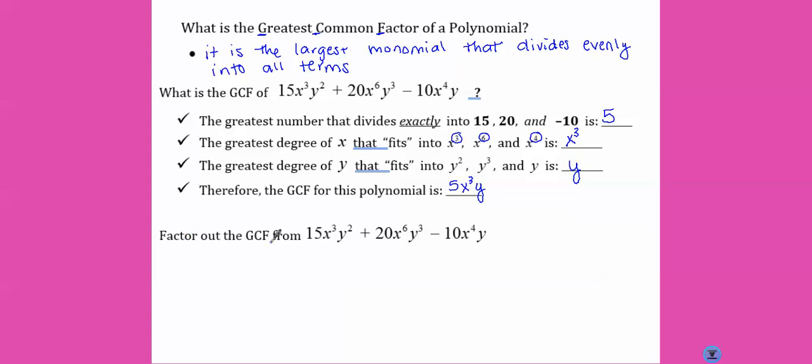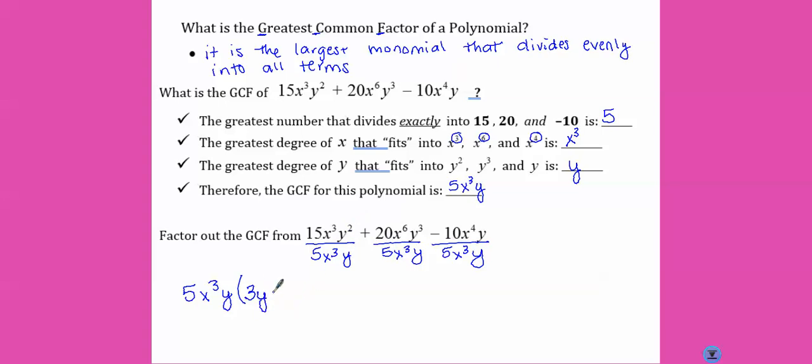Now, if we want to factor out the GCF, we're going to divide all of these by their greatest common factor that we just figured out. And factoring out the GCF is like distributing but backwards. So we're going to take the GCF and put it out front, and then our answers from the division are what goes in the parentheses. So 15 divided by 5 is 3. We had 3 x's, we took all 3 of them out, so there won't be any x's left. And we had 2 y's, we took 1 out, so there's 1 left.